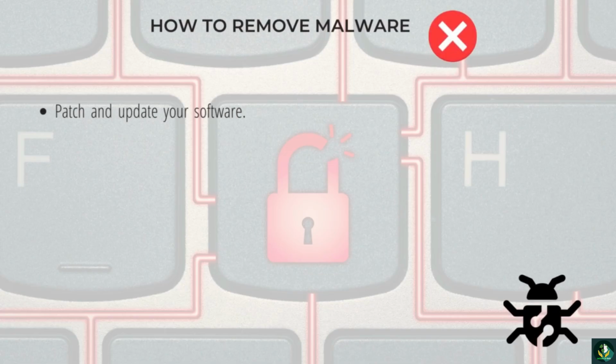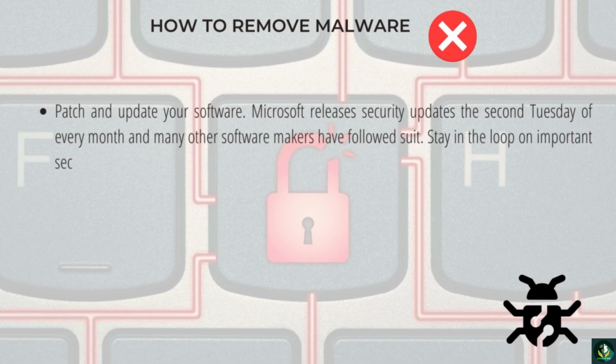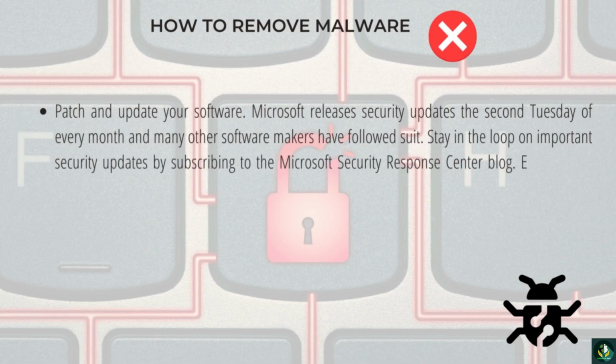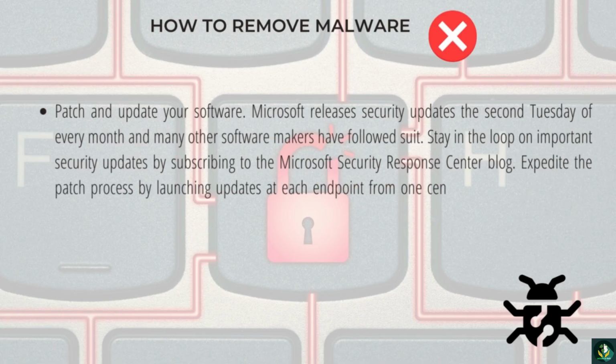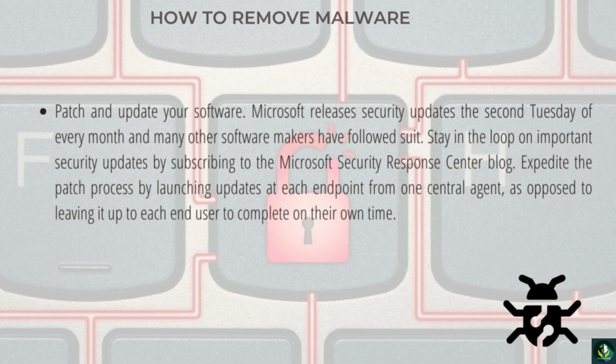Patch and update your software. Microsoft releases security updates the second Tuesday of every month, and many other software makers have followed suit. Stay in the loop on important security updates by subscribing to the Microsoft Security Response Center blog. Expedite the patch process by launching updates at each endpoint from one central agent, as opposed to leaving it up to each end user to complete on their own time.